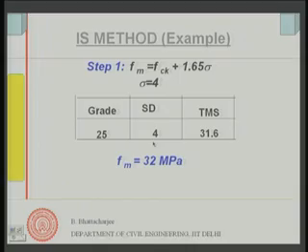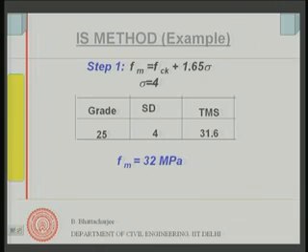So, that is my first step. First find out the target mean strength. We have discussed why target mean strength is higher than the characteristic strength, and the formula we have also discussed earlier. So, first step is to find out the target mean strength. My target mean strength is 32 MPa.